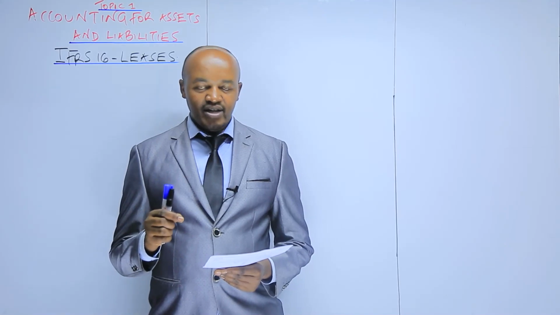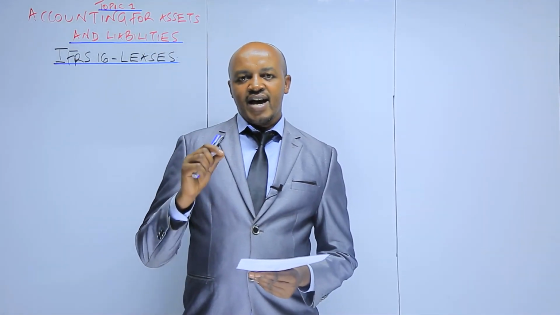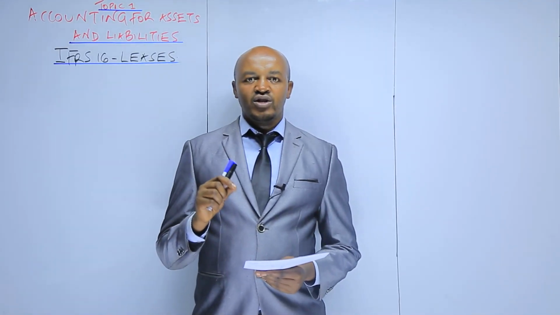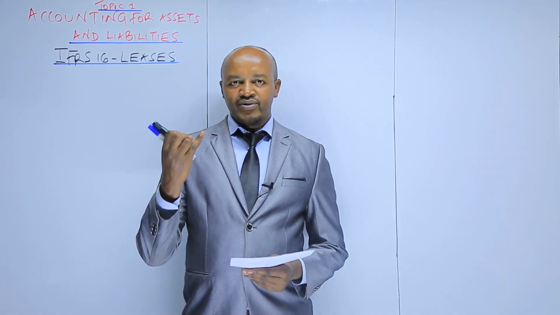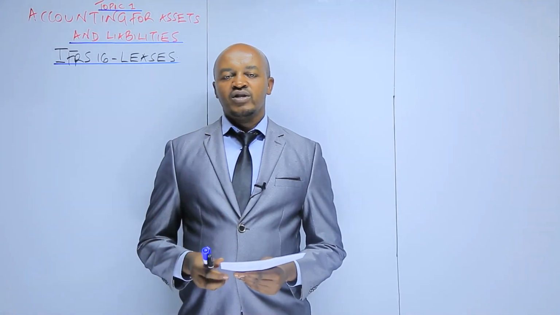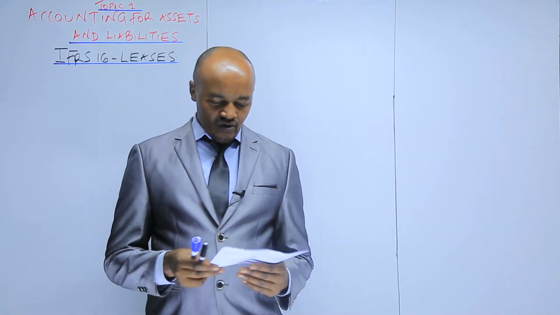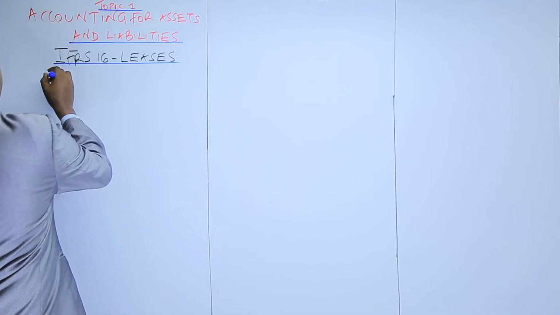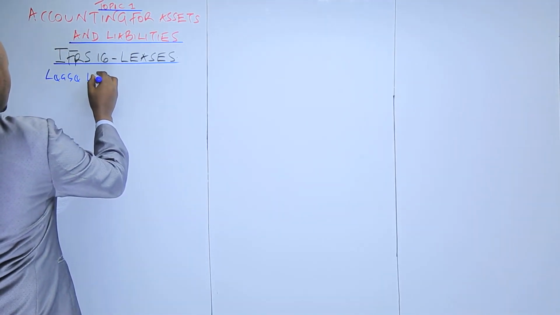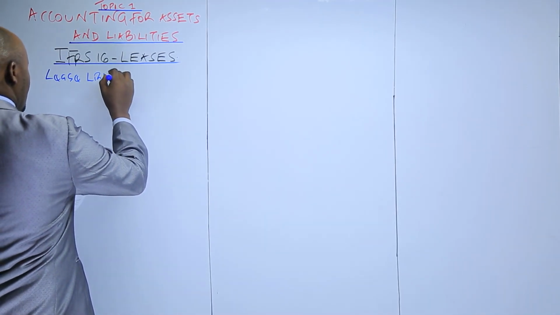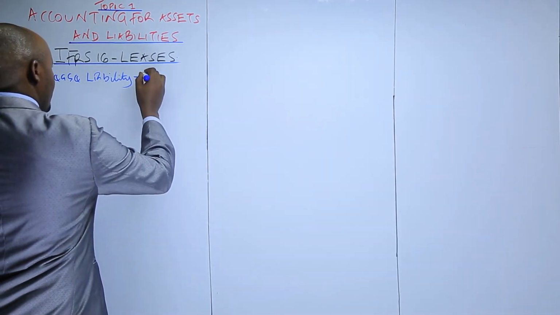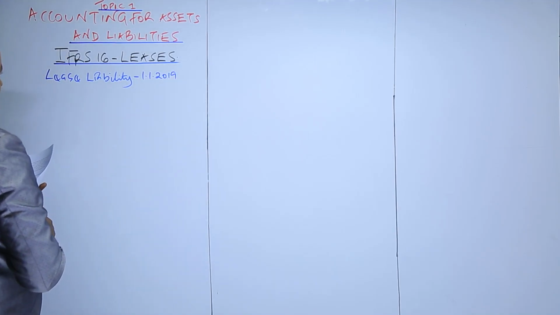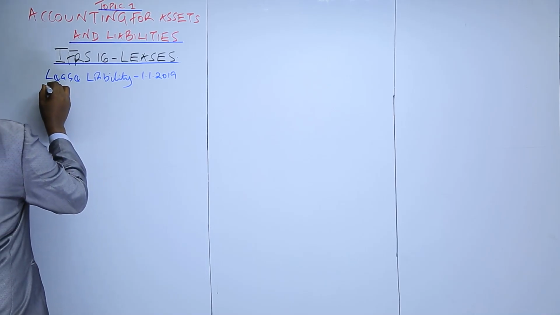So what we have said is that once a company leases an asset, at the inception date of the lease, or when the lease commences, such a company should recognize two items: the lease liability, and number two, the right of use asset. So let's determine those two items, and we are going to start by determining the lease liability. The lease liability on 1st of January 2019, the inception date of the lease.